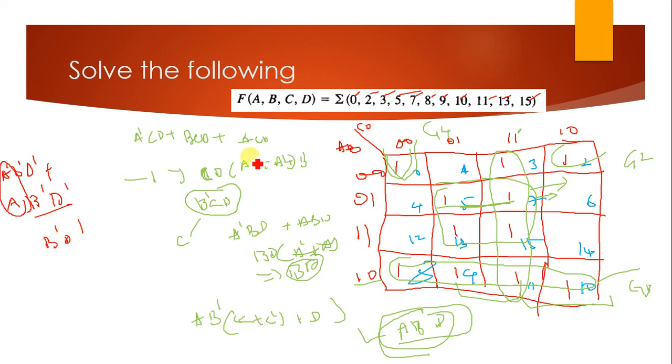So the cumulative equation for this is, first we will make the first quad, that is B dash CD plus BD plus A B dash D plus B dash D dash. So this is the cumulative equation.